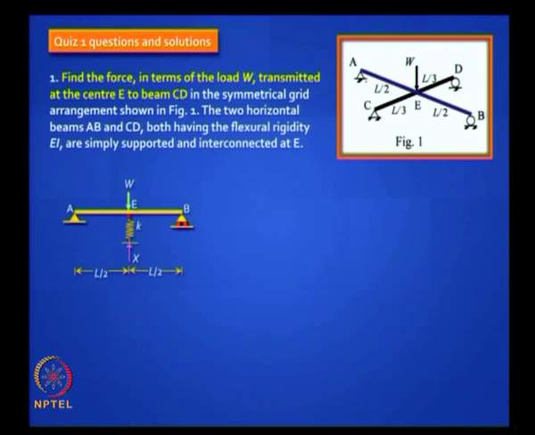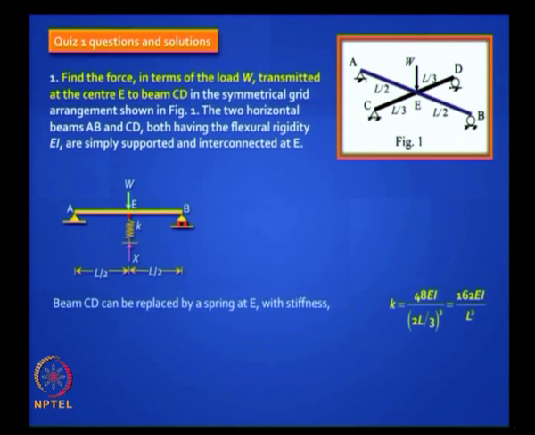First of all, what's the stiffness of that spring? 48 EI by L of CD cubed. So many of you forgot that. So that L is only 2L by 3. That's the first thing you have to do. 48 EI by 2L by 3 the whole cube turns out to be 162 EI by L cubed, right? Then what do we do?